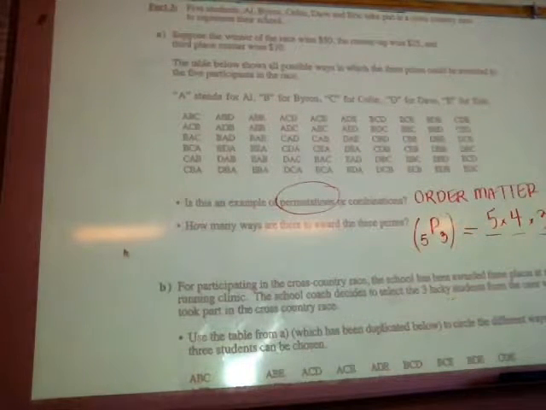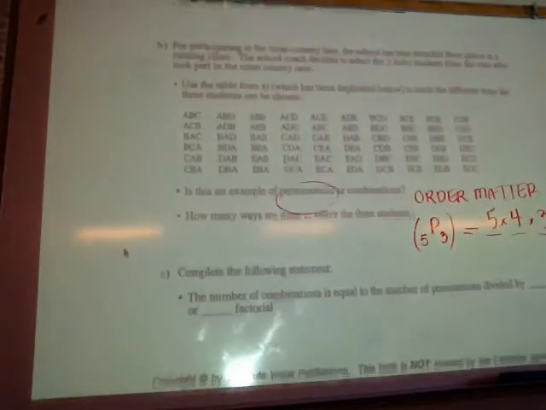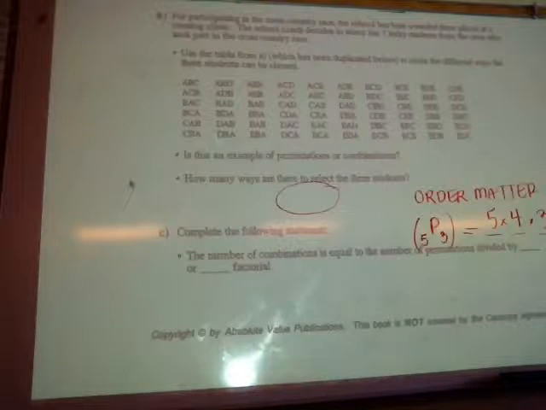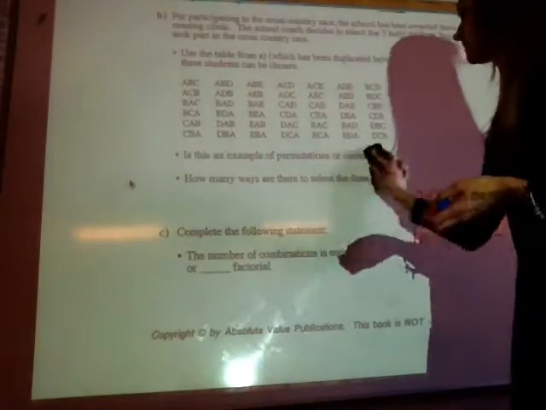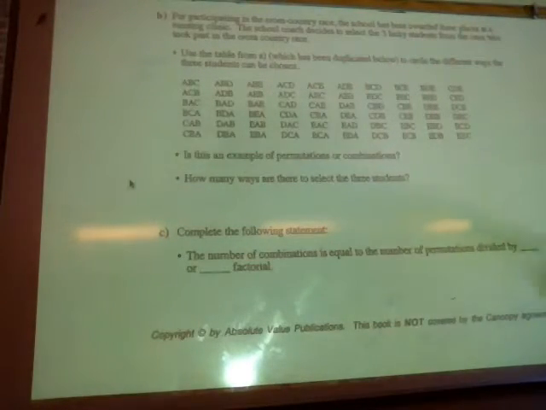Alright, for the next part, for participating in the cross-country race, the school has been awarded 3 places at a running clinic. The school coach decides to select 3 lucky students from the ones who took part in the cross-country race. So in this case, does it matter if you're picked first, second, or third? Do you still get to go to that running clinic? So the order of the names that are chosen, does it matter? No. So in this case, it's a combination.